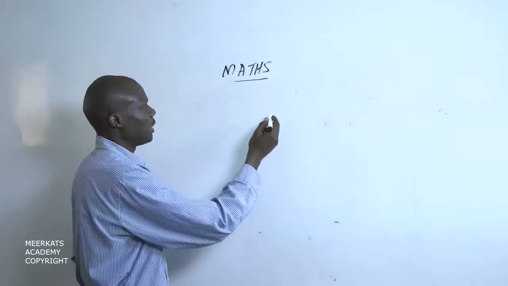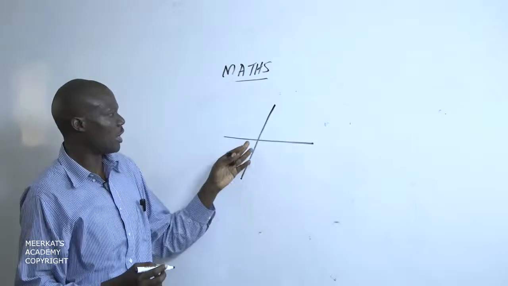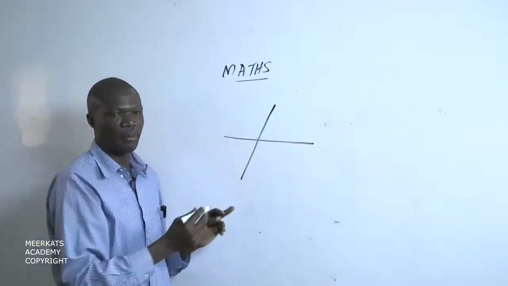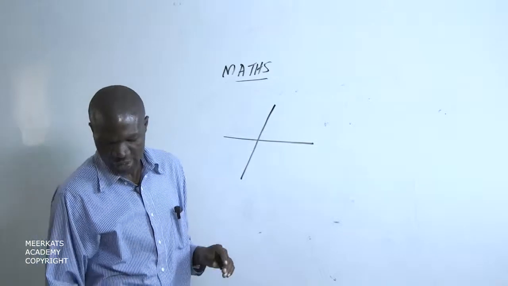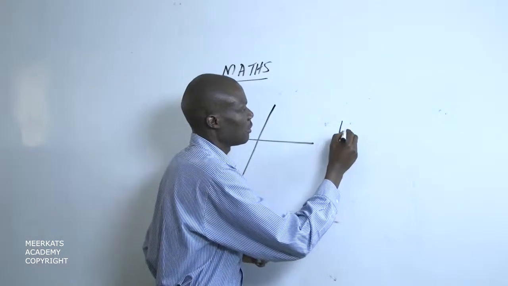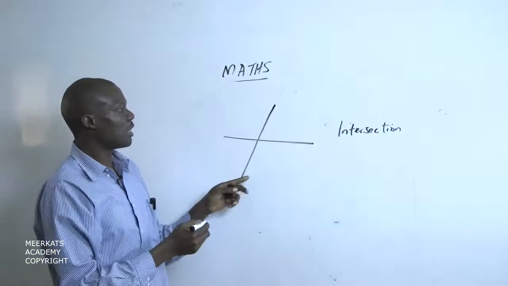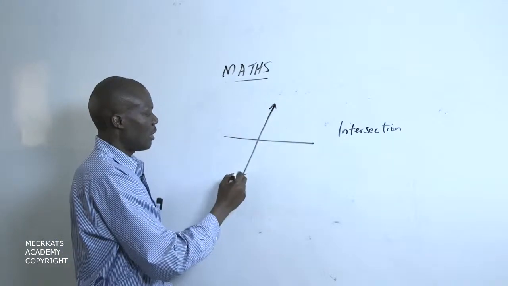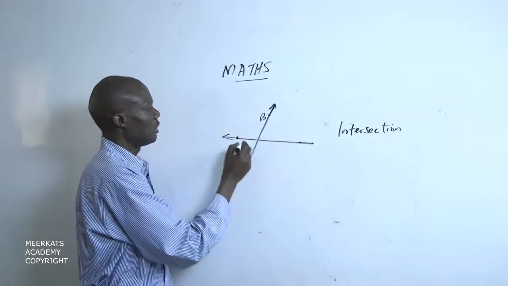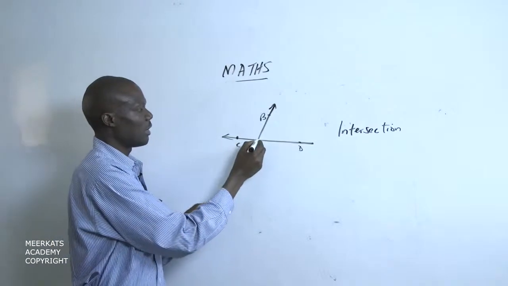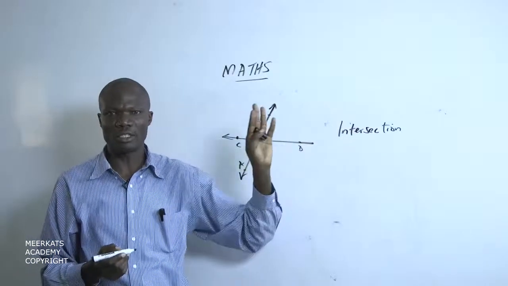If 2 or more lines, let me take 2 for this case, meet at a particular point or intersect at a point, we say that these lines form an intersection. So you realize that the line here, AB, and then the line here, CD, intersect at a point. And that's the point we call the point of intersection.